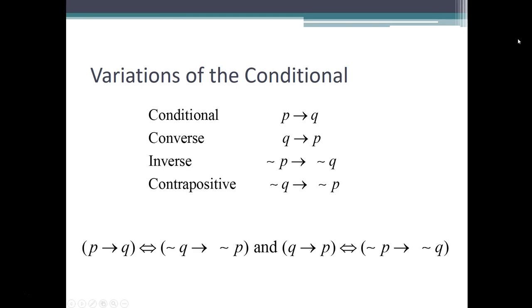Alright, another set of interesting things to look at: variations on the conditional statement. We've got the original statement, the conditional, if P then Q. The converse of that just reverses the order and says if Q then P. We dealt with the converse when we were playing with biconditionals before. The inverse keeps the order but negates them both. Contrapositive switches the order and negates them both.